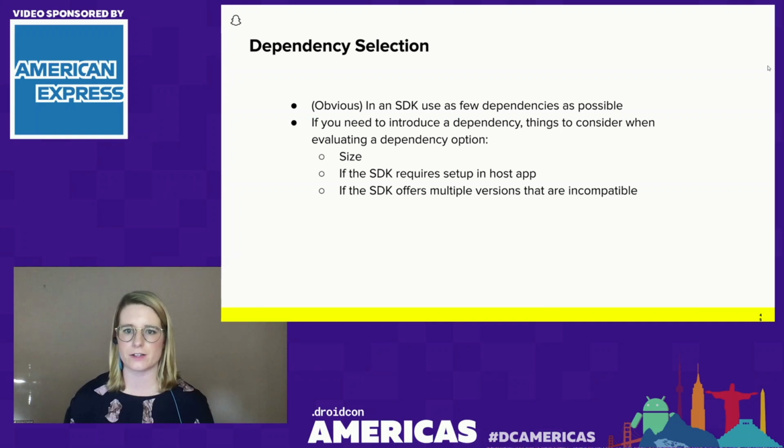Try to consider if it's small enough. Obviously, the smaller the SDK, the better for covering the functionality that you need. And if the SDK requires additional setup for the host app, you want to keep the setup for your SDK as simple as possible. And finally, if the SDK offers multiple versions that are incompatible, then by choosing one version, you could be keeping apps that use another version from being able to integrate with your SDK.